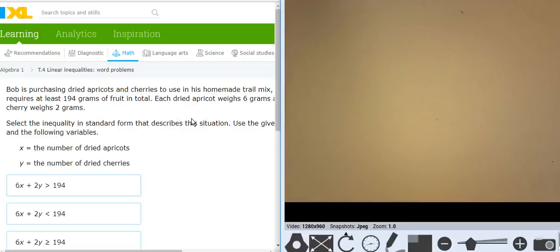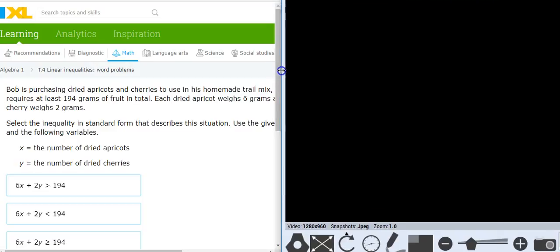Hey, this is Mr. Barre, and this IXL deals with linear inequality word problems. So here's the first one. It's going to be tough to see this, isn't it?